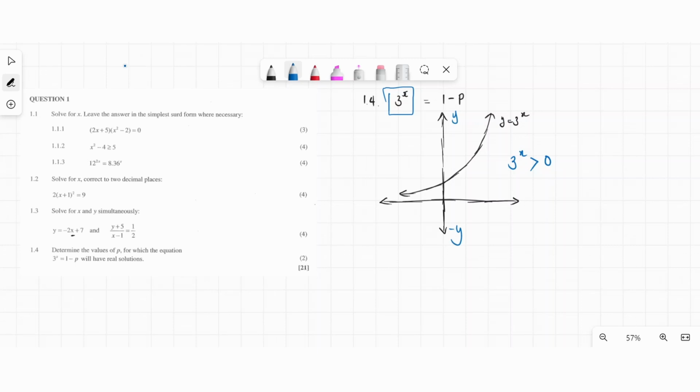So we know the fact that 3 to the power x is equal to 1 minus p. So I can replace 3 to the power x by 1 minus p is greater than 0. Then we're going to solve for p. So I'm going to take the p to the other side. So it's going to be 1 is greater than p. I'm just going to rearrange it, which is the same as p is less than 1. Right? So this will be your final answer.